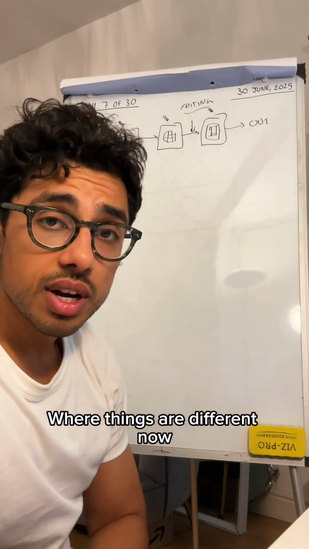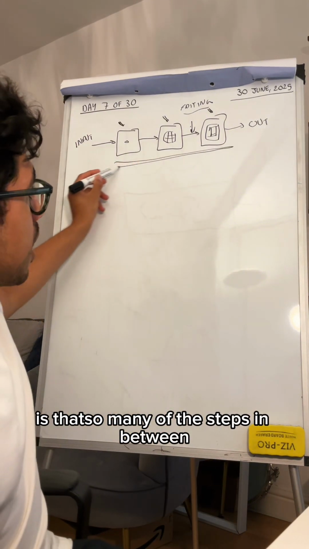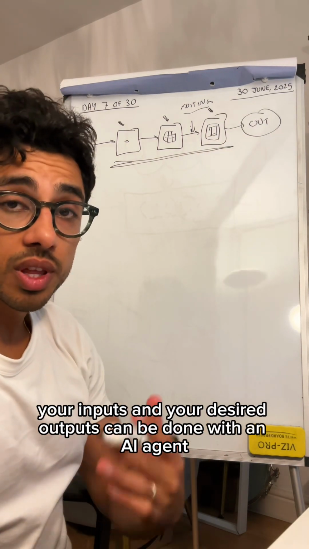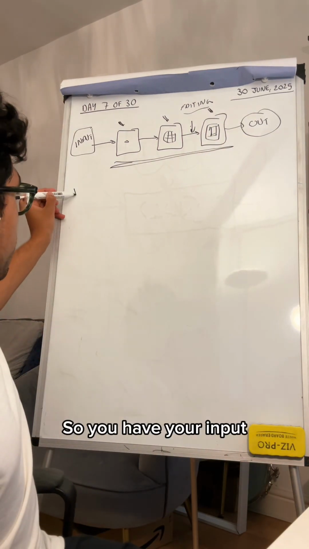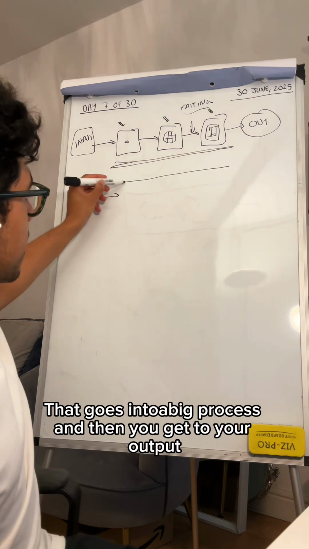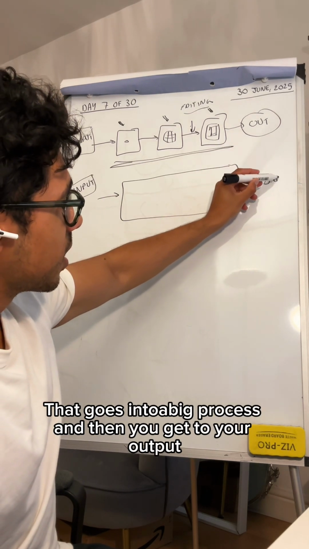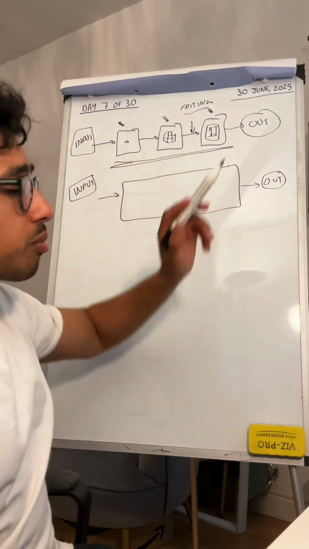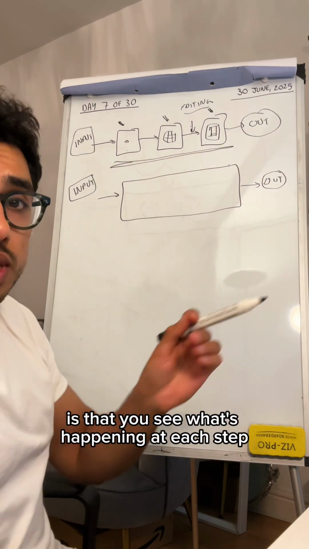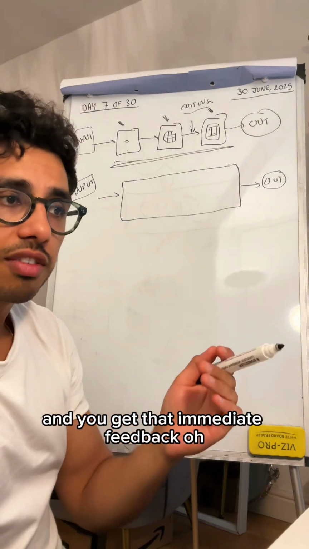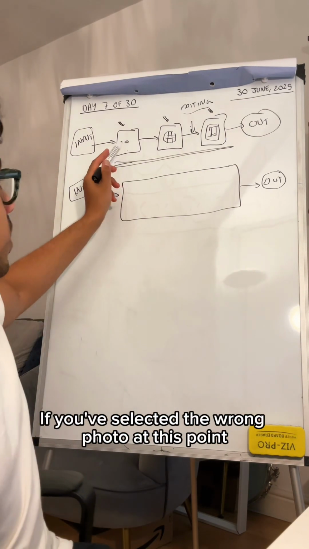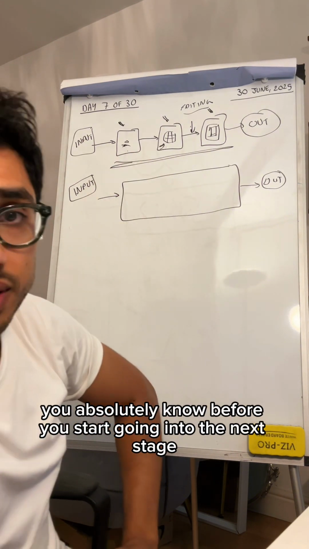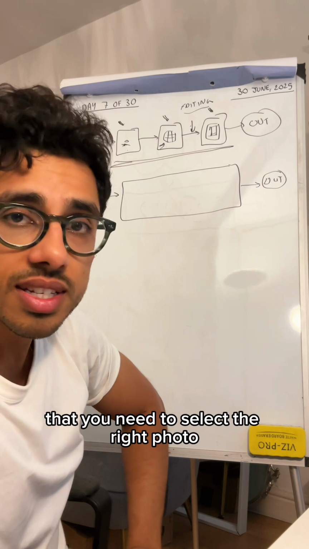Where things are different now is that so many of the steps in between your inputs and your desired outputs can be done with an AI agent. So you have your input that goes into a big process, and then you get to your output. But the benefit of this more traditional approach is that you see what's happening at each step and you get that immediate feedback. Oh, am I doing the right thing? If you've selected the wrong photo at this point, you absolutely know before you start going into the next stage that you need to select the right photo.